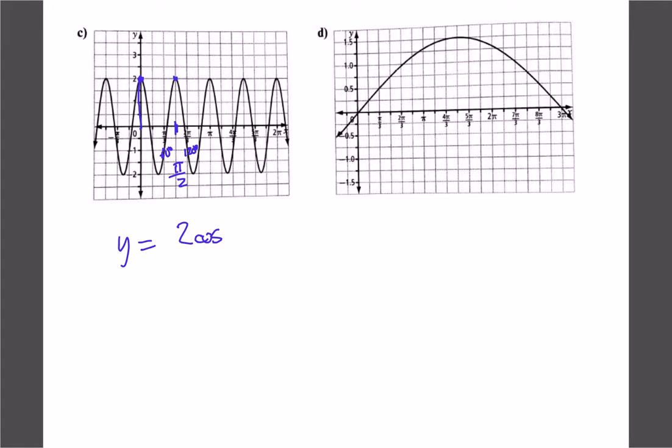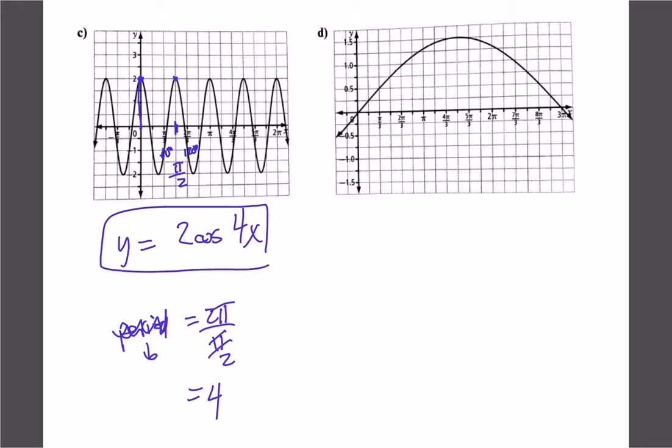So we'd go 2 pi divided by pi by 2. Oops, that's our b value, not our period. So 2 pi divided by our period of pi by 2. That gives us 2 pi divided by pi by 2, which is 4. So that means our formula should be 2 cosine 4x. In this case, we've got 4 graphs in the time it would take just the one regular one. So that's it for that one.